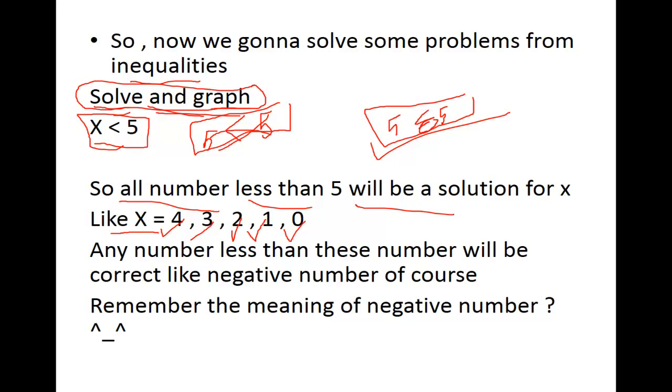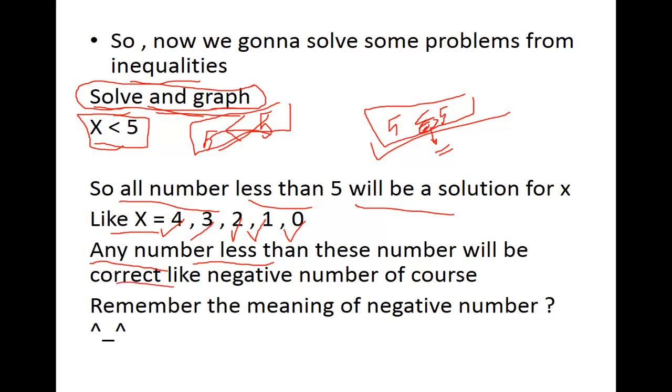This slash means equal. So we have two possibilities: 5 less than 5 or 5 equals 5. Of course 5 less than 5 is wrong, but we have the equal sign, so 5 equals 5. But here we have 5 less than 5 only, so 5 is not less than 5. So I need all the numbers below 5. So 4, 3, 2, 1, 0 are correct. Any number less than this number will be correct.